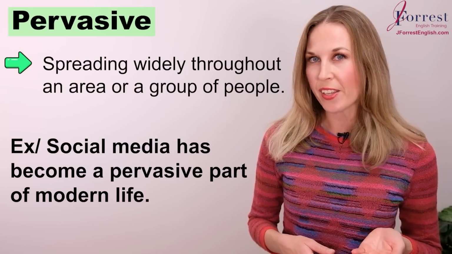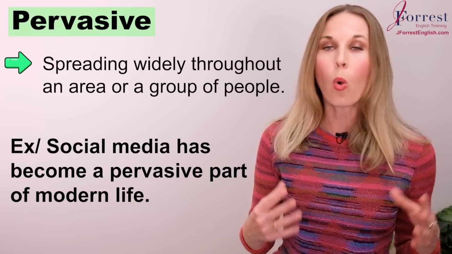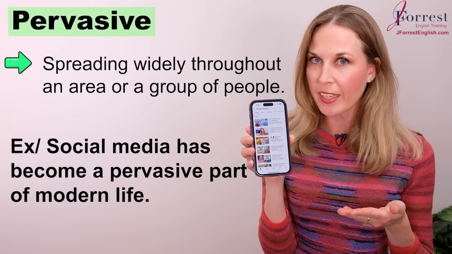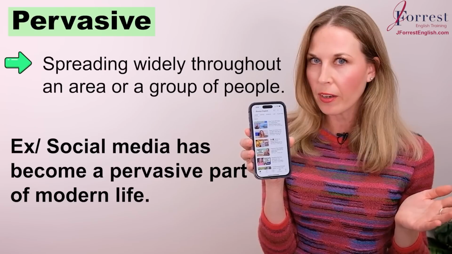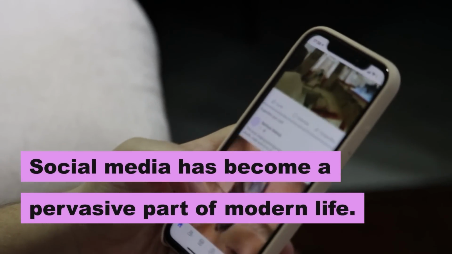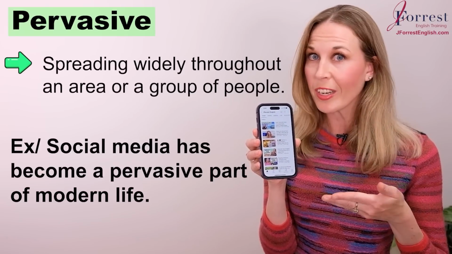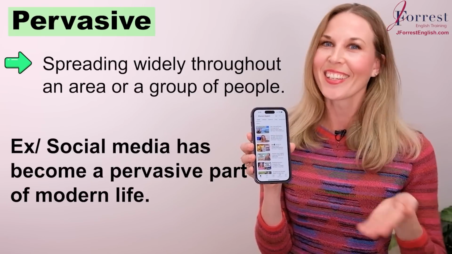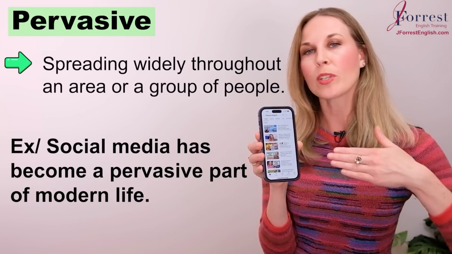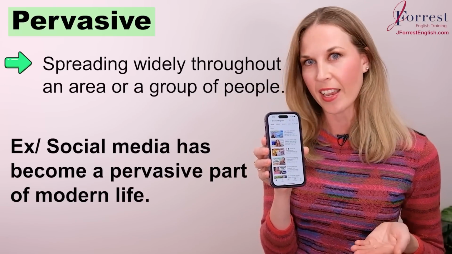Pervasive, pervasive. This means spreading widely throughout a group or an area. Remember, we talked about how smartphones are ubiquitous. They appear everywhere. Well, as a result, we can say that social media is a pervasive part of modern society. Because smartphones are ubiquitous and social media, like the JForrest English YouTube channel, is now everywhere as well. So it's pervasive. It is spread widely and spread quickly within society.